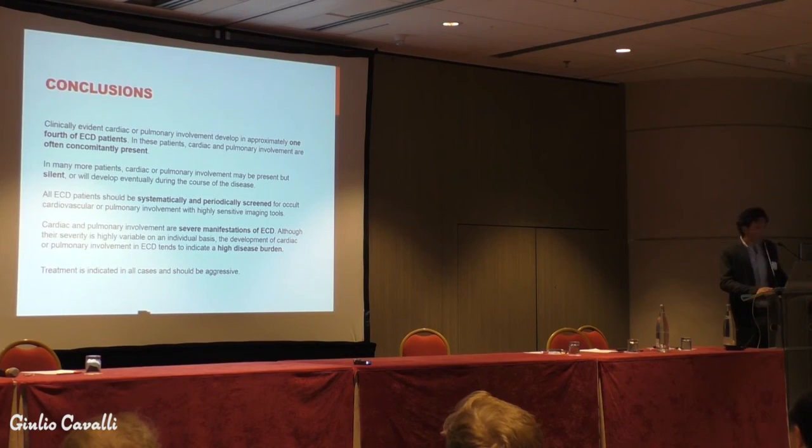Cardiac and pulmonary involvement are severe manifestations of Erdheim-Chester disease. This severity is highly variable on an individual basis, but nevertheless, the development of heart or lung involvement tends to reflect a high disease burden, and thereby treatment is indicated in all cases and should be aggressive.